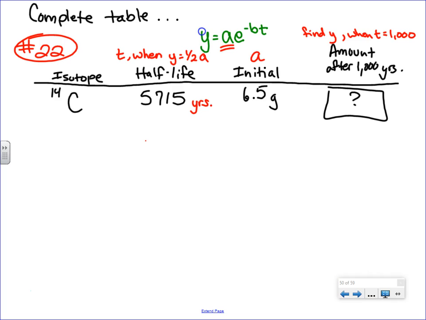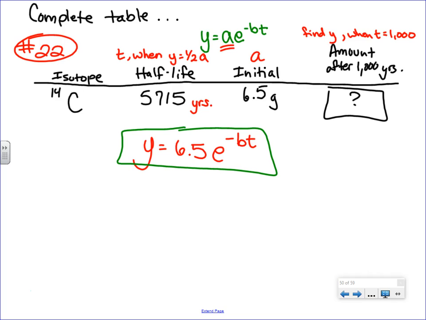Let's start with our big model. Our big model is y equals, what's the same no matter what year it is from the beginning? 6.5. We always start with 6.5. The beginning is your initial amount, 6.5. e stays the same, it's a number. Negative b, I don't know who b is, and t changes based on 1,000 years, 5,000 years, 2 years, 10 years. I'm just saying t changes, so I'll keep it a variable. b, I don't really know the rate. So this is my beginning model. I start with the decay, I plug in the initial amount.